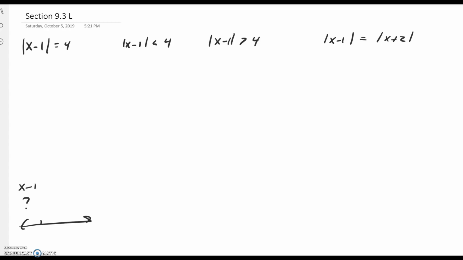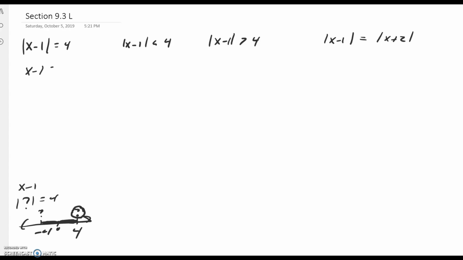To understand the idea, let's replace x minus 1 temporarily with a question mark, and let's figure out with a number line what's going on. If x minus 1 is a question mark, then the absolute value of the question mark has to be 4. So where can the question mark be on this number line? It can't be in here if its absolute value is going to be 4. The question mark has to be either here or here, because 4 and negative 4 are the only numbers that have an absolute value of 4. Why do they have an absolute value of 4? Absolute value means the distance from 0, and 4 is 4 spaces away from 0, and negative 4 is 4 spaces away from 0.